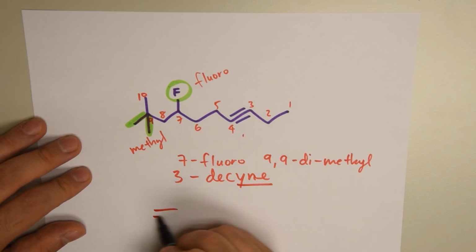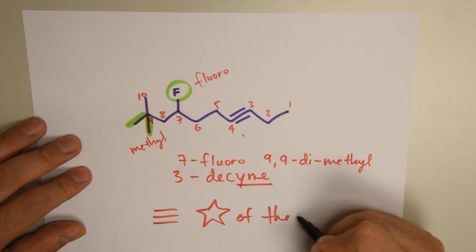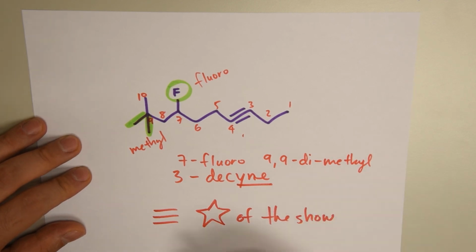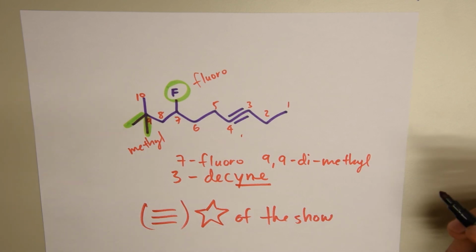Remember, the triple bond is the star of the show, just like the double bond was for alkenes. And make sure you keep this in mind for every other chemical family when you have a more important functional group.